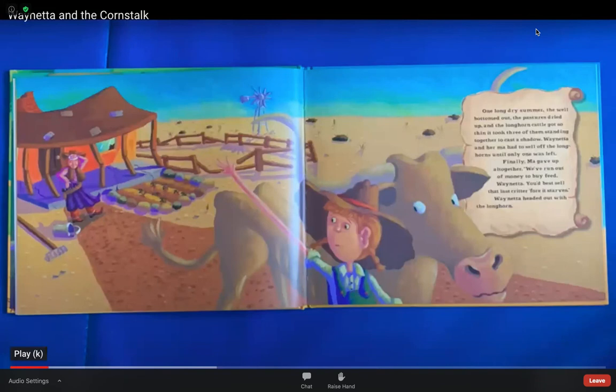But so far, we're already seeing similarities between Whenetta and Jack in that they're both poor and they both live with their mom. Let's continue on.